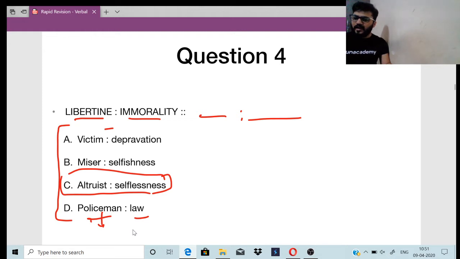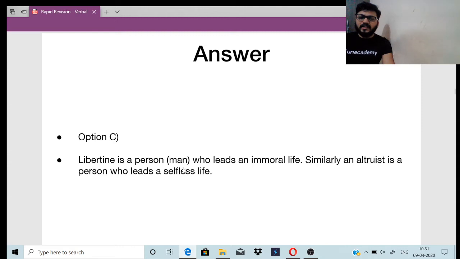And what is his work? What is the work of police? His work is to protect the law, right? But that is not accordingly here, okay? Libertine immorality, okay? What does this mean? Libertine is a person who leads an immoral life, okay?